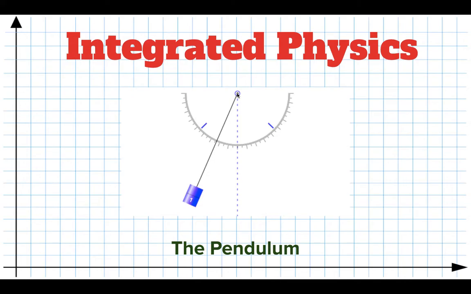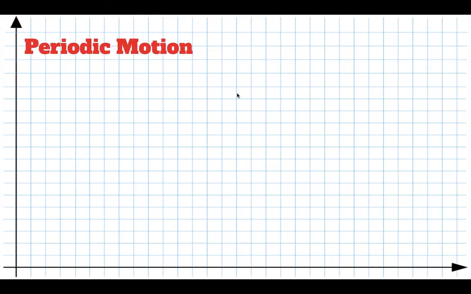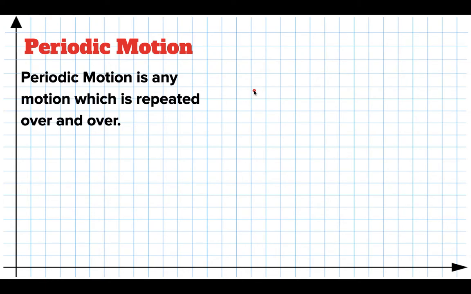And today we're going to put a couple of ideas together. So the first thing we need to talk about is this thing called periodic motion. So periodic motion is any motion which repeats itself over and over and over again.